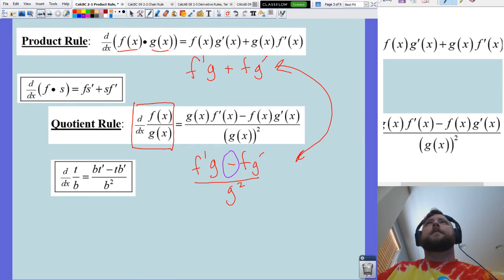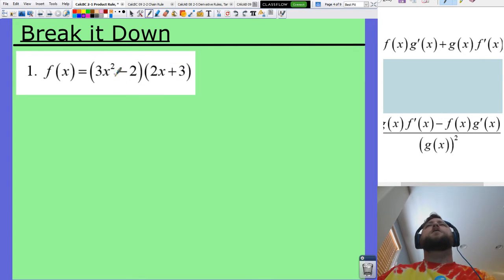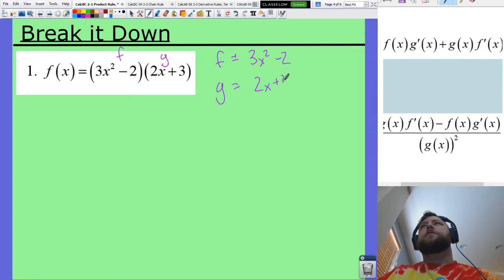Let's do some practice. So I want to break down. Let's treat this as a product rule. So this is going to be my f function and g. So maybe as you're practicing this, you write out your f is 3x squared minus 2, and your g is going to be 2x plus 3. That would make my f prime 6x, and my g prime is going to be 2. It's kind of weird because it's function f of x and f's, but just deal with it. You can go h and g if you want to.